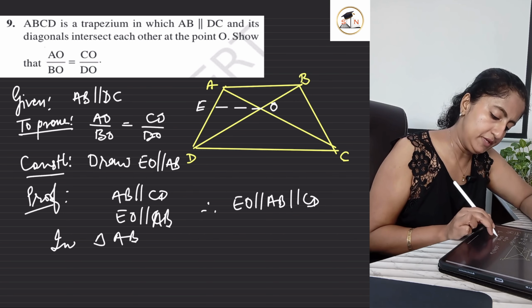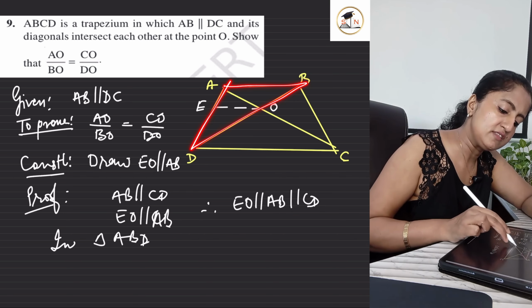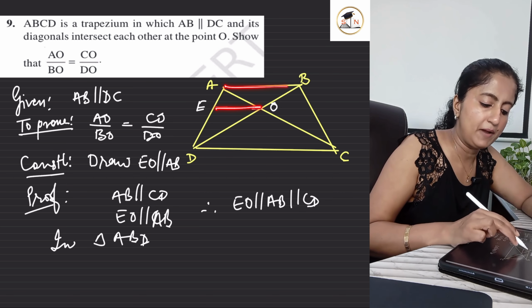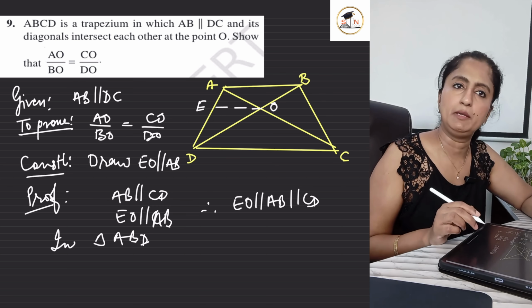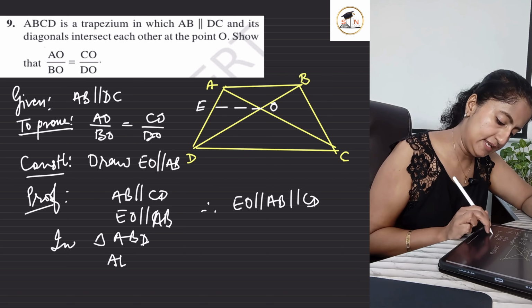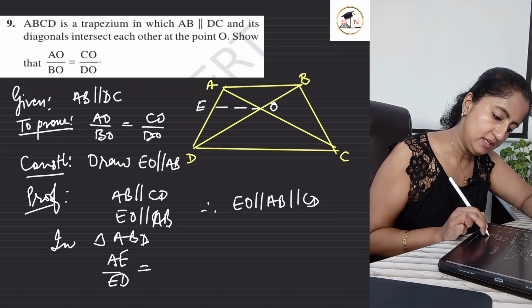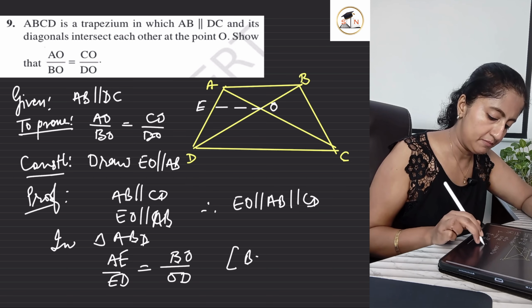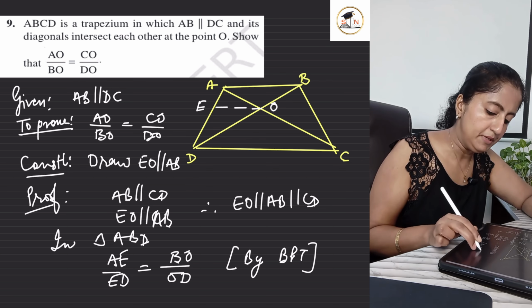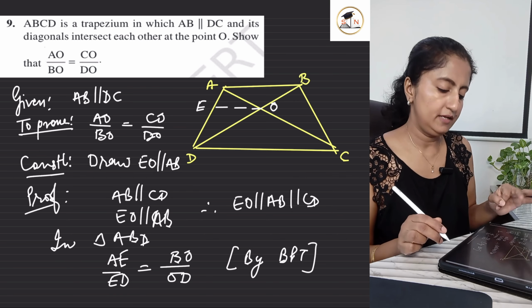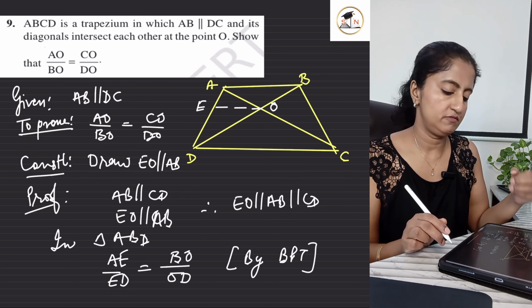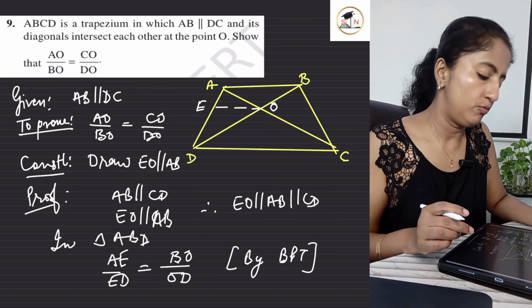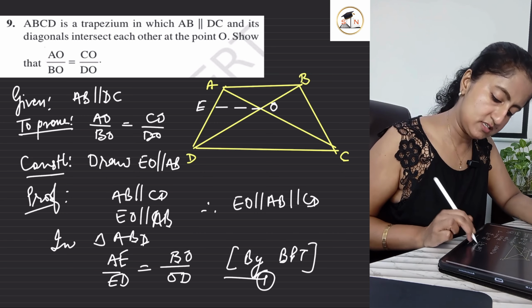In triangle ABD, I am using this triangle. We have EO parallel to AB, right? So when EO is parallel to AB, what do we get using BPT? We get that AE over ED equals BO over OD by BPT. We use the triangle ABD and we got the respective sides in proportion because of BPT, right? Now, what is going to be the next step? And meanwhile, I'll mark this as 1.